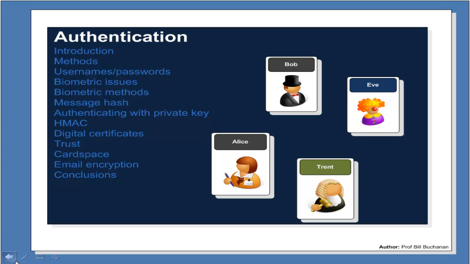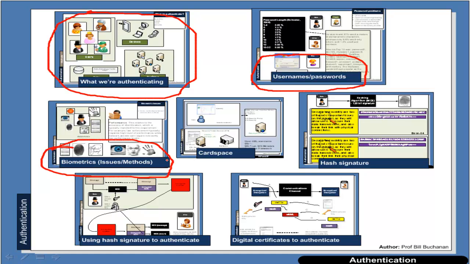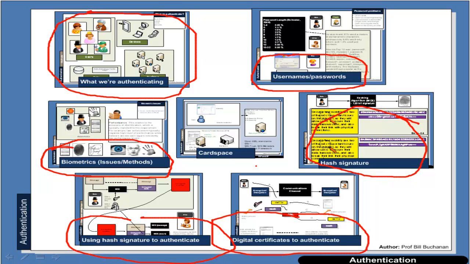In this unit, we'll look at authentication. The main areas we'll be covering are that we need to identify what it is we're really authenticating, some of the weaknesses and issues related to usernames and passwords, the issues and methods of biometrics, the usage of the hash signature to identify things and to authenticate, and the usage of digital certificates to authenticate entities. At the end, we'll look at a modern infrastructure which might be the way forward for the future, which is CardSpace.